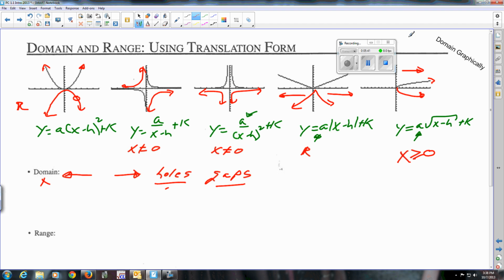Only use x values to the right. You should get rid of that. Sorry guys, not used to popping it away. I apologize for having it stick out there.